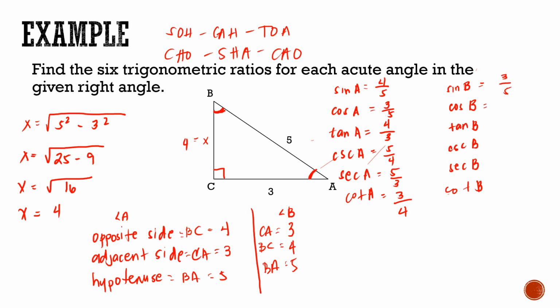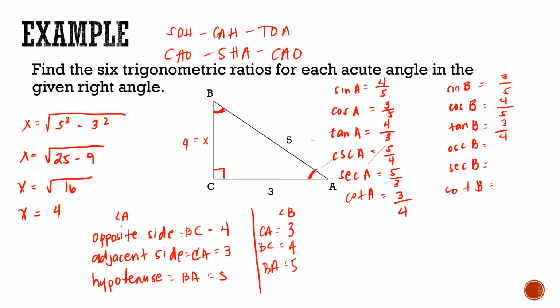For my cosine, adjacent over hypotenuse. So my adjacent is BC, which is 4. Hypotenuse is 5. Tangent B is opposite over adjacent. Opposite side is 3 and adjacent is 4. So same procedure, you will just simply get the opposite of the three basic trigonometric ratios.